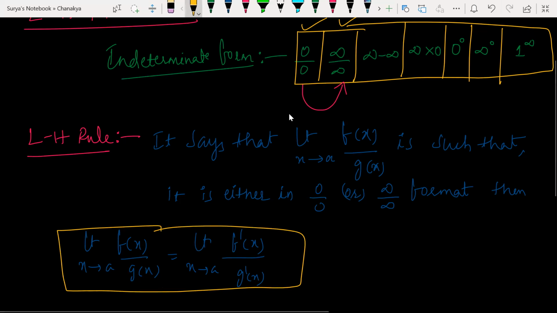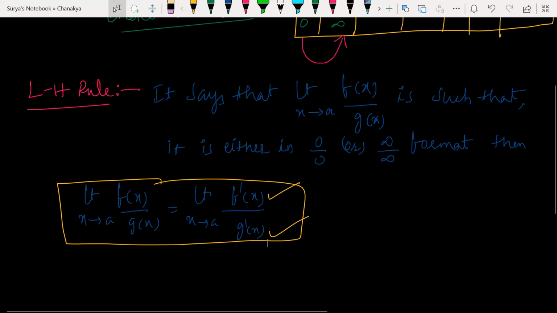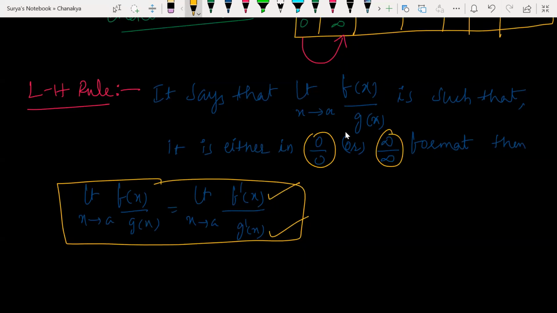So f dash of x is nothing but the derivative of f of x. G dash of x is nothing but the derivative of g of x. So L'Hopital rule is applicable for which forms? 0 by 0 form, infinite by infinite form. Whenever you get infinite by infinite or 0 by 0 form, then only I can apply L'Hopital rule. How do we need to apply? If I have a numerator function and a denominator function, I have to find the differentiation of the numerator divided by the differentiation of the denominator.